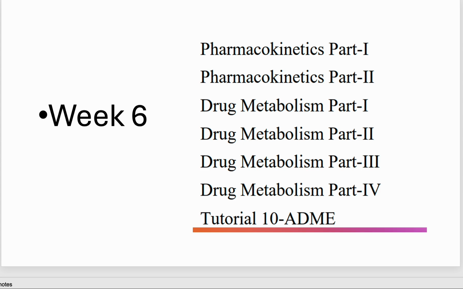In the sixth week, the topics that were discussed were pharmacokinetics parts 1 and 2, and drug metabolism 1, 2, 3, and 4. There were various aspects of drug metabolism and pharmacokinetics discussed. We'll discuss all these very briefly and get directly to the question solving.